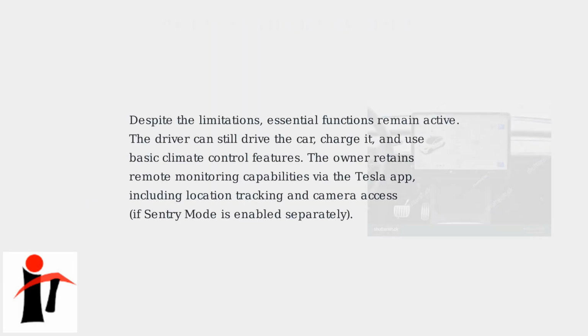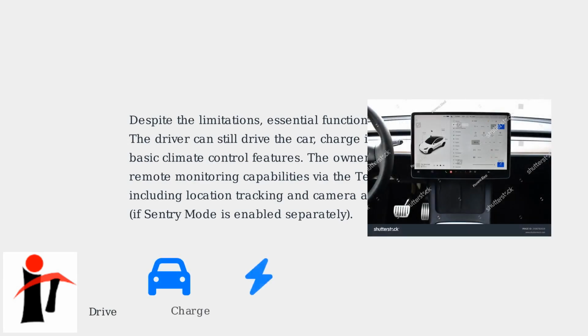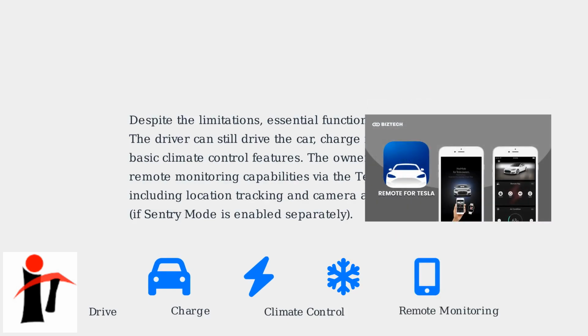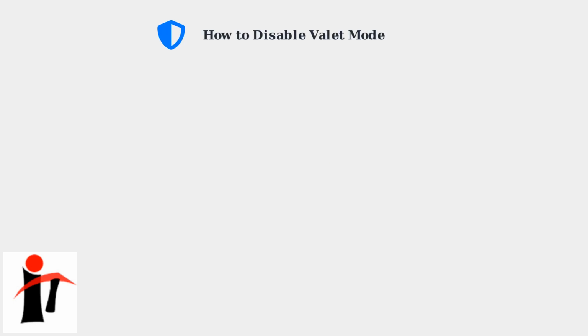Despite the limitations, essential functions remain active. The driver can still drive the car, charge it, and use basic climate control features. The owner retains remote monitoring capabilities via the Tesla app, including location tracking and camera access if Sentry Mode is enabled separately. To disable Valet Mode on your Tesla Model Y, you have a few straightforward options.